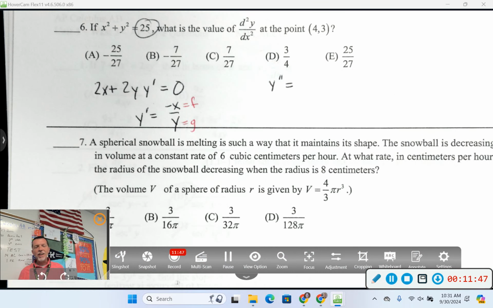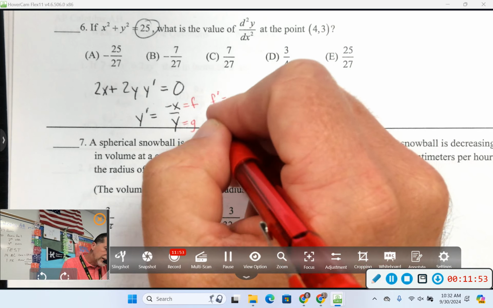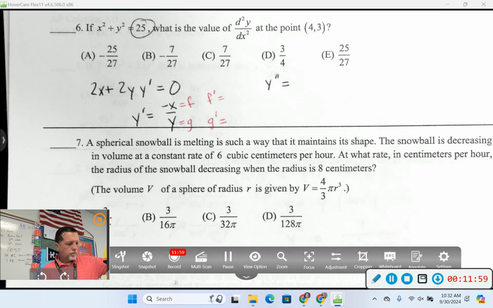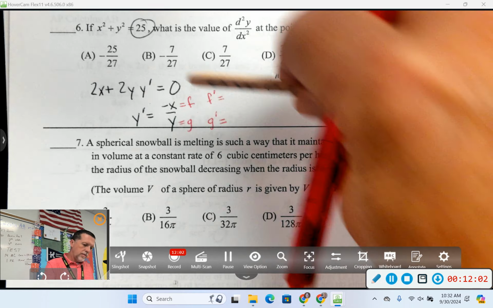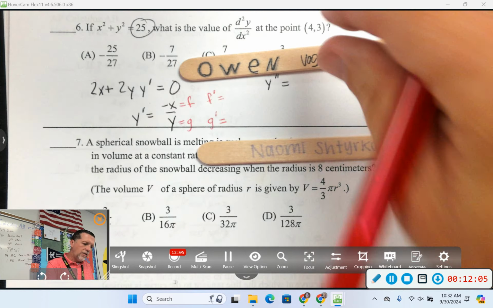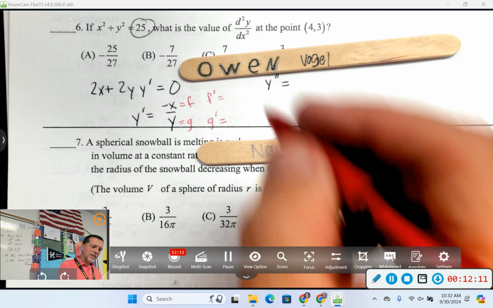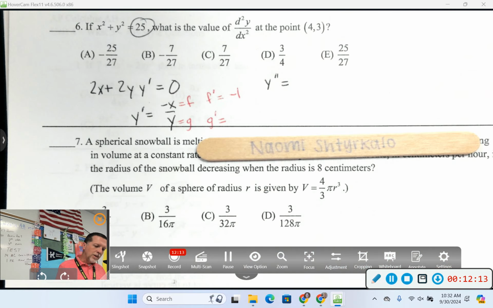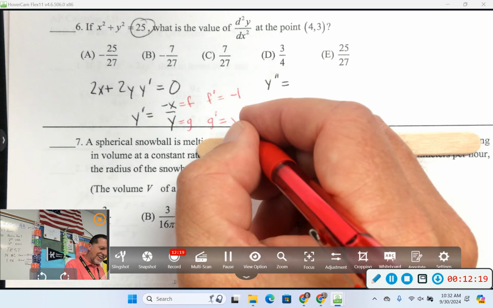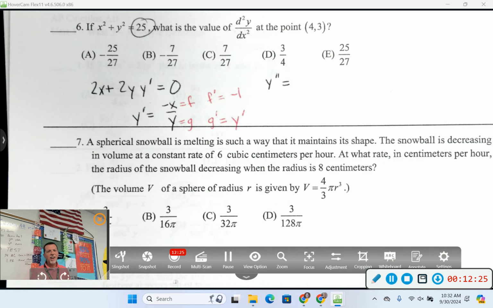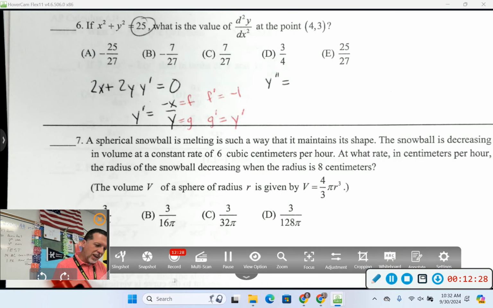And quotient rule, I'm really hesitant to do the quotient rule in place in my head, so I'm going to write out the pieces here. It's not really that hard, but just to be extra careful. Owen, if f is negative x, what is f prime? Negative 1. Naomi, if g is y, what's g prime? Yes. Need more confidence in that answer, but yes. Y prime. Now I'm ready to put all the pieces together.